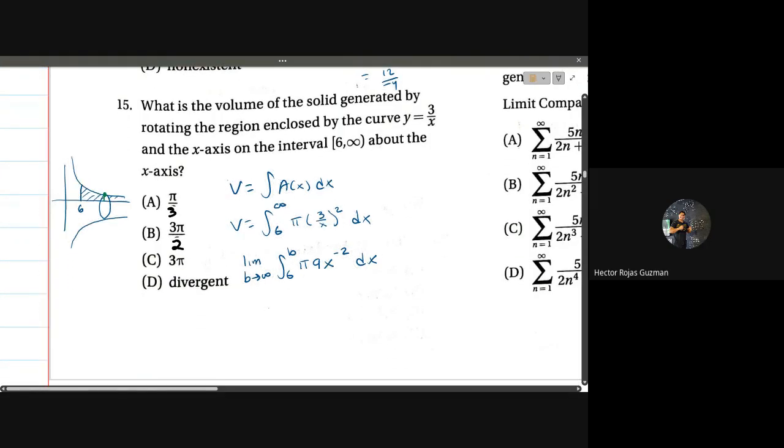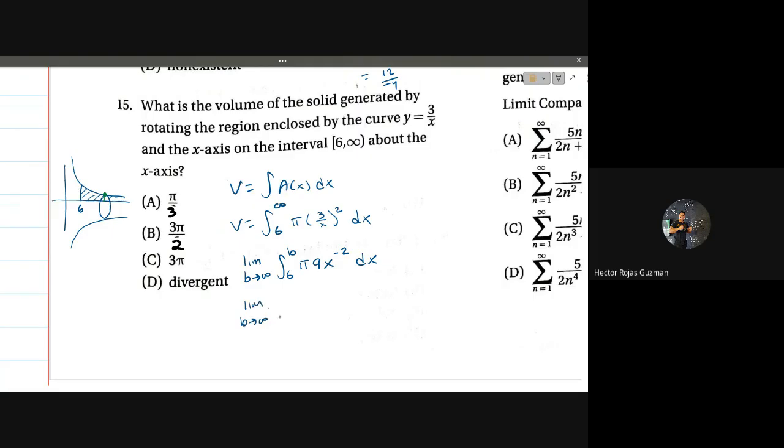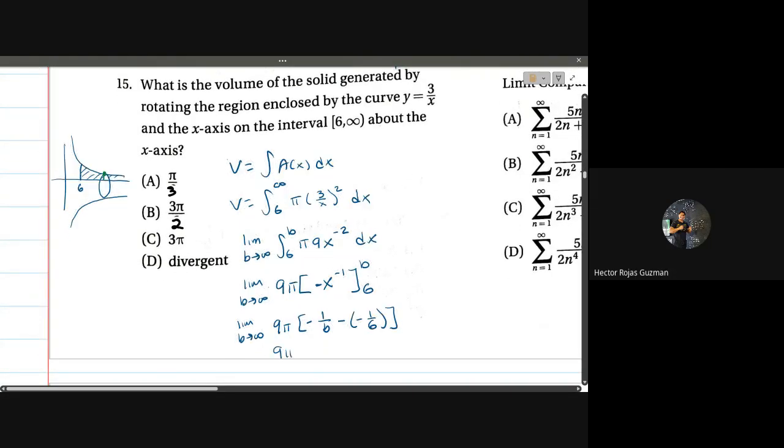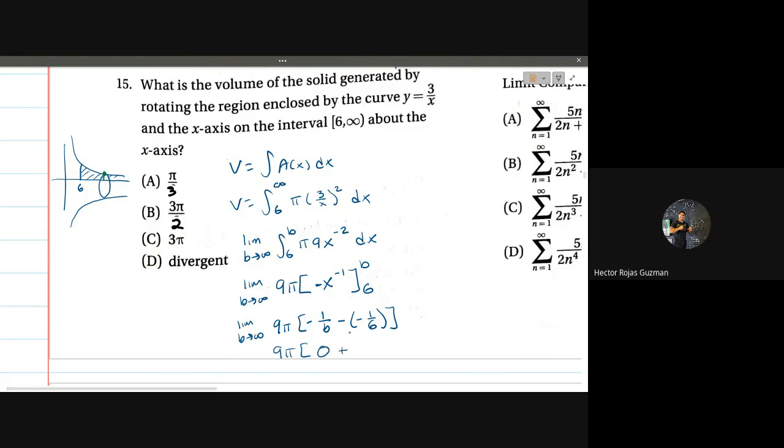Okay, so here we have the limit as b approaches infinity of 9 pi. And then my antiderivative, you add 1 to the exponent, and you divide by the new exponent. Well, this gives us negative 1 over b minus negative 1 over 6. And when you take the limit to infinity, the first part becomes 0, and the last part stays 1 over 6, which means our answer is 9 pi over 6, or 3 pi over 2.